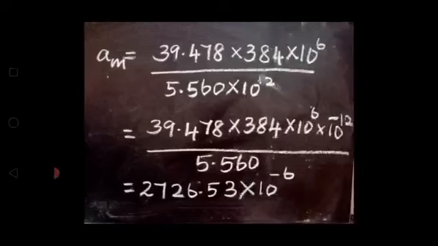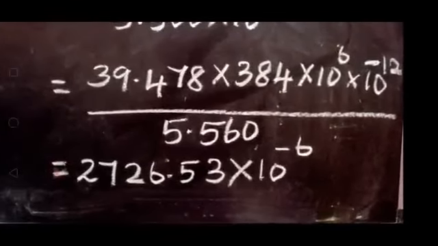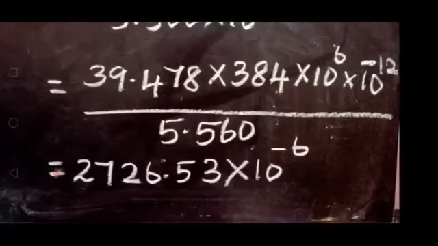Next, we are going to substitute all the values in Am, that is the centripetal acceleration. What are the values? 4 pi square is calculated as 39.478, into the Rm value 384 into 10 to the power of 6, divided by the denominator value calculated already, that is 5.560 into 10 to the power of 12. Now you see the next step: 39.478 into 384 into 10 to the power of 6.